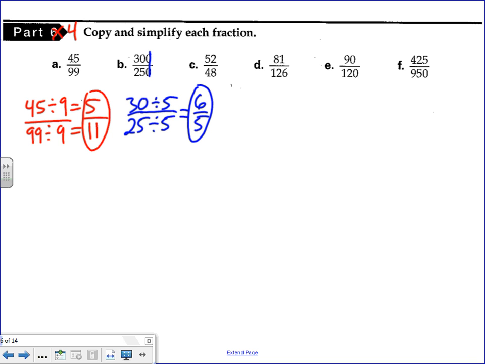The other reason I know I have it simplified is because 6 and 5 are only 1 apart, and whenever your numerator and denominator are only 1 number apart, you can't simplify them any further.